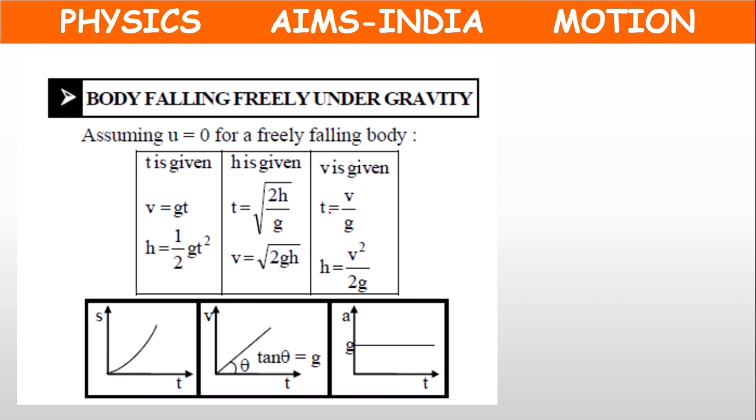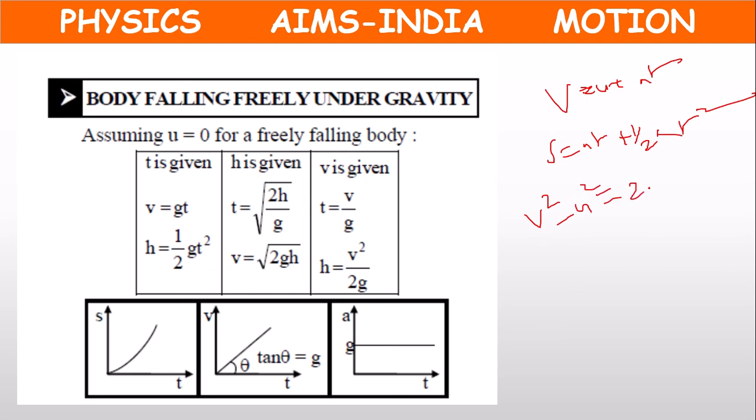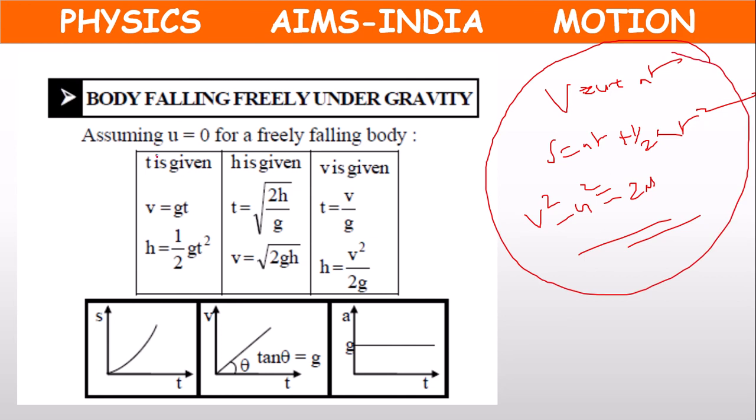Next one. So we have three equations. v equal to u plus at, first equation. s equal to ut plus half at square, second equation. v square minus u square equal to 2as, third equation. So let's apply these three equations to a body freely falling under gravity.